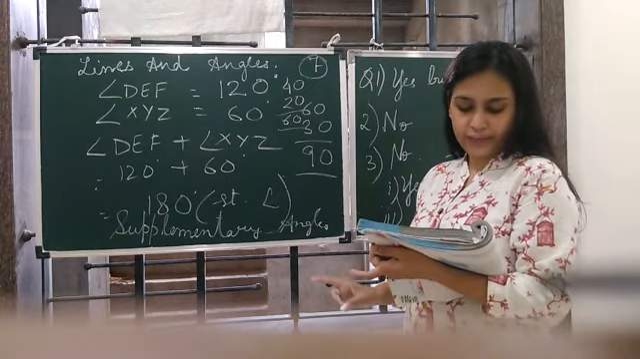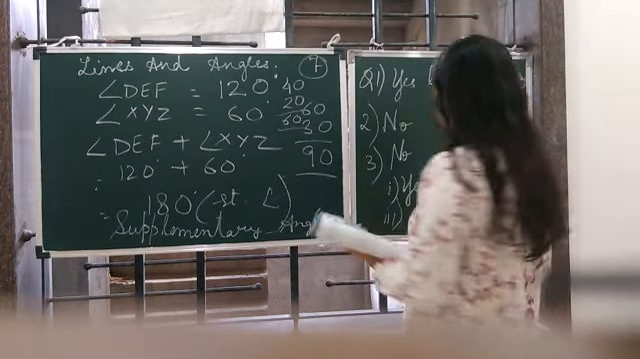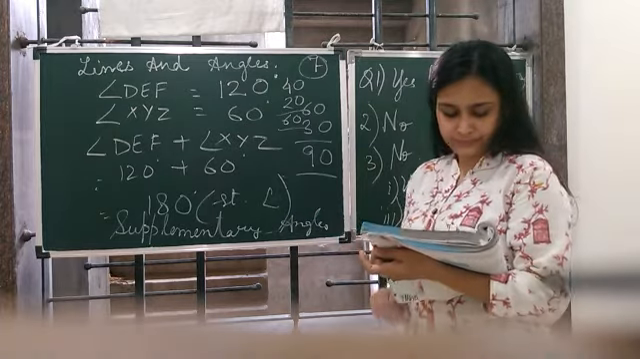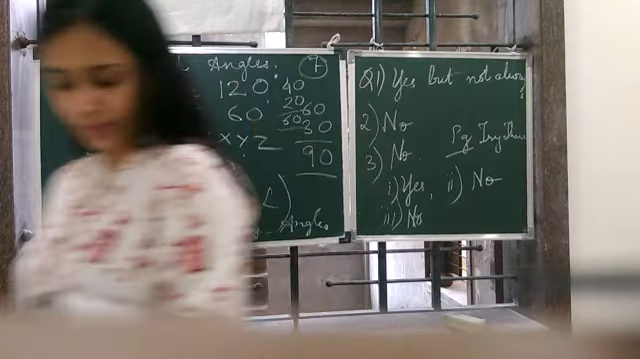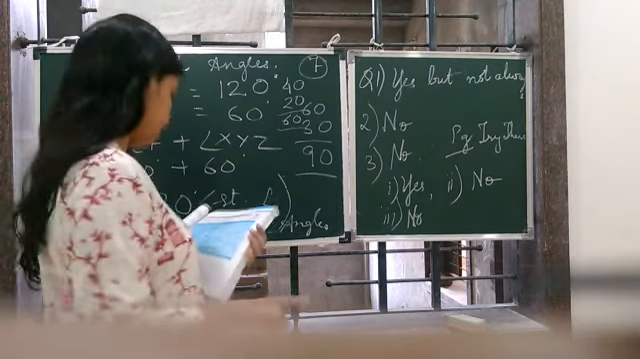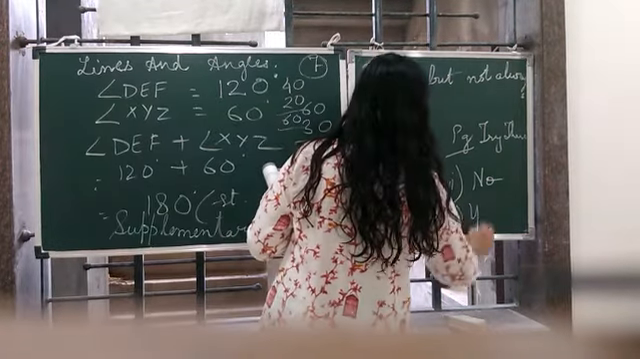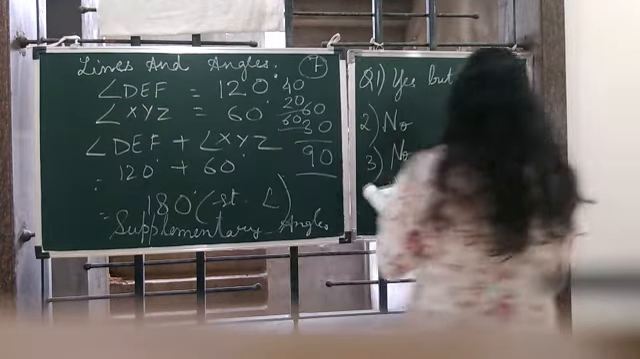Third one, 48 plus 52. This becomes 100. So again no. The third one is also no. Fourth one is 35 plus 55, which is 90. Yes, the fourth one is yes. So this completes question number 1, which we have discussed.